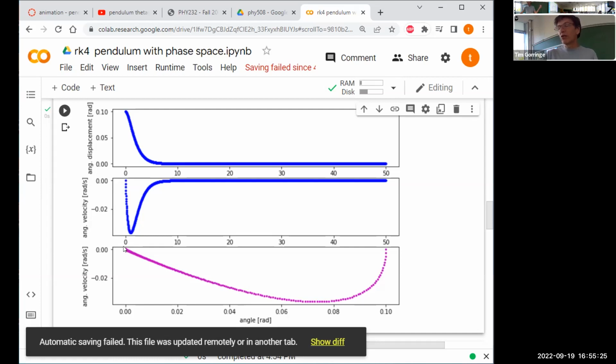It's got no angular velocity. It didn't swing through that point. It didn't oscillate around that point. Critical damping, it just relaxes to that point.